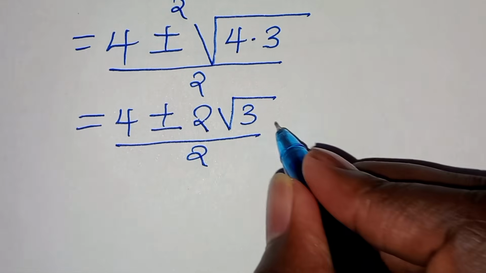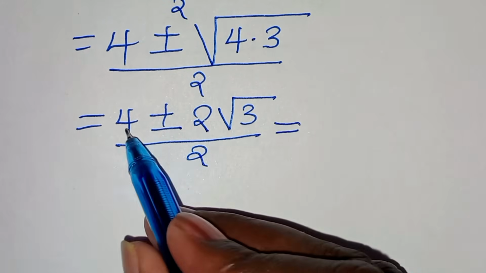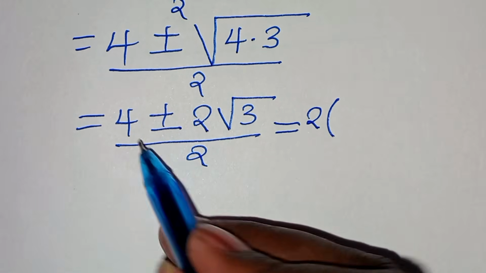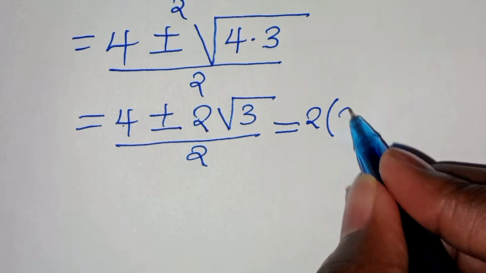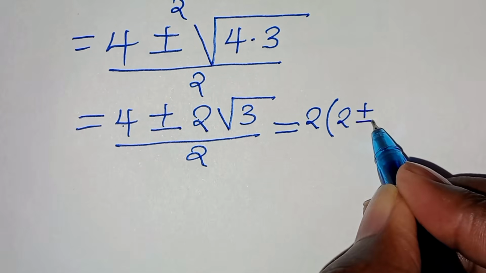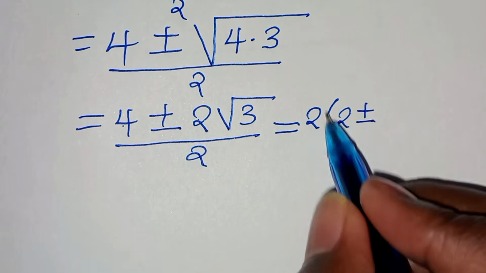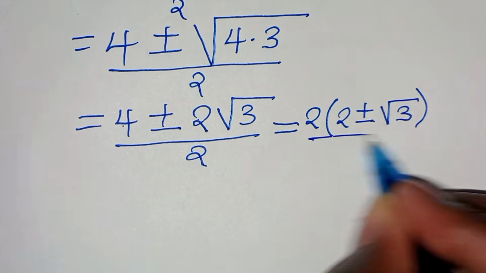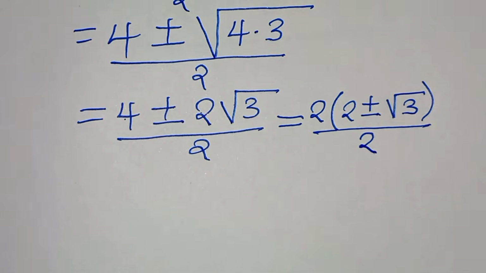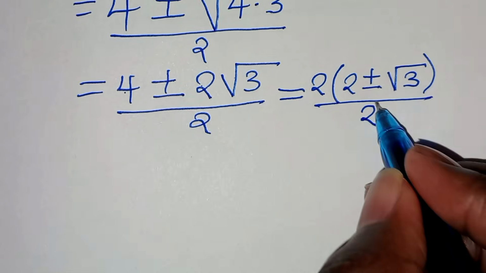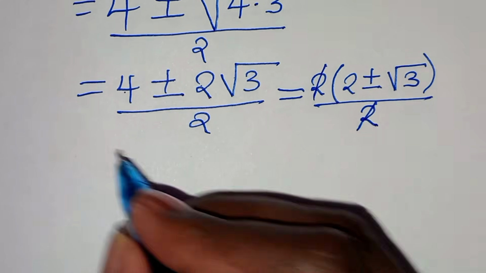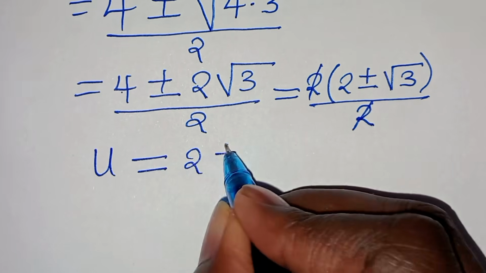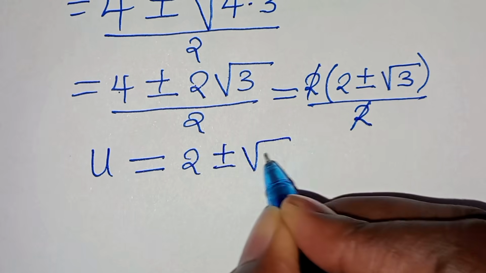So this implies that in the numerator, 2 is common here. We can factor out 2 into the parentheses. 4 divided by 2, this is 2, plus or minus 2 square root of 3 divided by 2, this is square root of 3, everything divided by 2. So let's simplify 2 and 2 here, so that now u is equal to 2 plus or minus square root of 3.